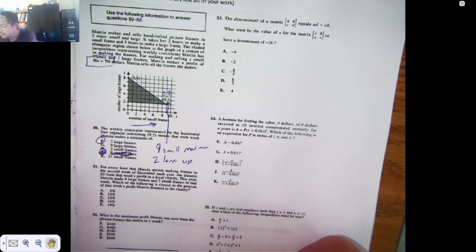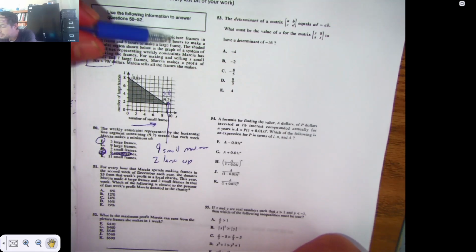For every hour that Marisha spends making frames in the second week of December each year, she donates $3 from that week's profit to a local charity. This year, she made 4 large frames and 2 small frames in that week. Which of the following is closest to the percent of that week's profit Marisha donated to charity?